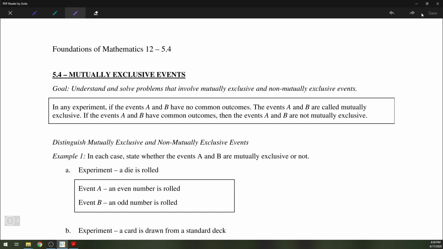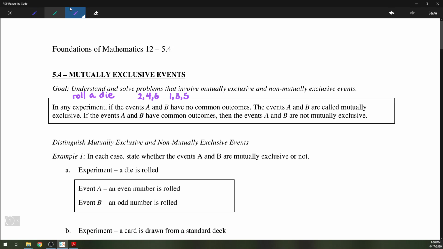So an example of this would be if you roll a die and you have odd numbers as event A, or even numbers as event A really, that works too, and then odd numbers as event B. What you will notice is that it is impossible for events A and B to both occur at the same time, so they are mutually exclusive.